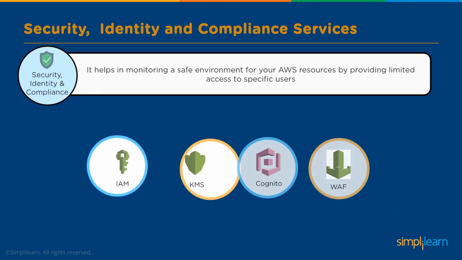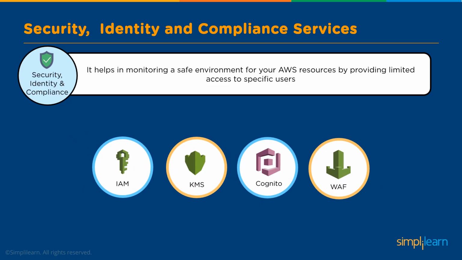Security, identity and compliance services help in monitoring a safe environment for your AWS resources by providing limited access to specific users. So let's assume that you have to give access to someone but with limited privileges; you can primarily use IAM in that case. And if you want to make your applications or deployments more secure, then you can use services like KMS, IAM, Cognito, and WAF, which acts as a firewall.